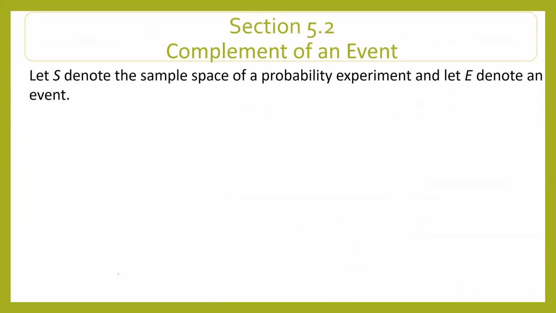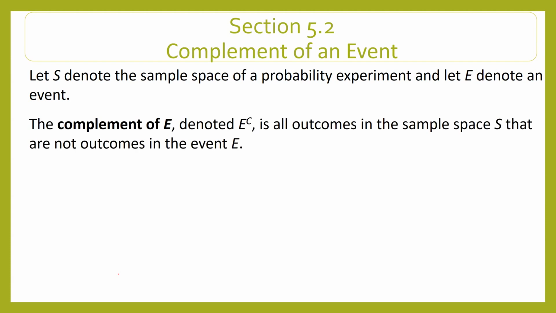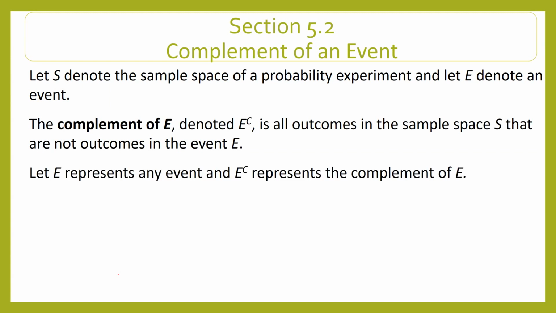All right, so let's talk about the complement of an event. Let X denote the sample space of a probability experiment, and let E denote an event. The complement of E, denoted by E to the C, is all outcomes in the sample space X that are not outcomes in the event E. So if we let E represent any event, E complement represents the complement of E. This is the key: the probability of the complement is 1 minus the probability of E.